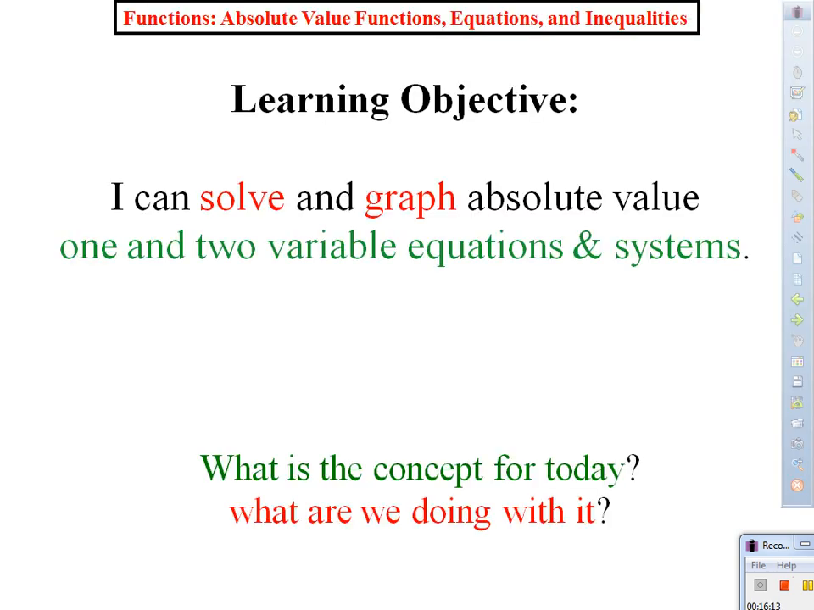In your Cornell notes, write the objective: I can solve and graph absolute value one and two variable equations and systems. I know this is a little longer than the one on the whiteboard. Over there it shows only equations.